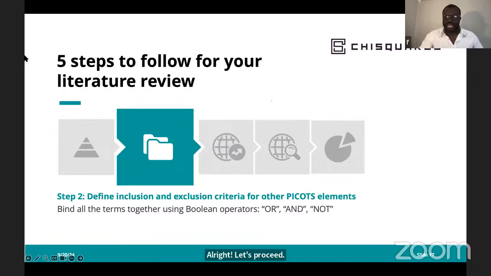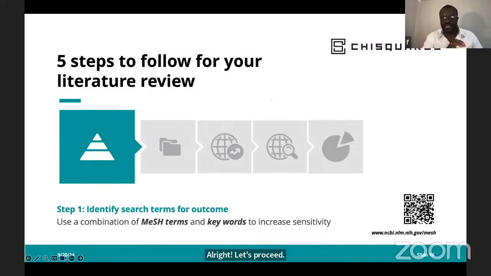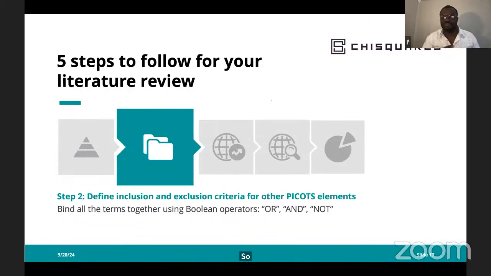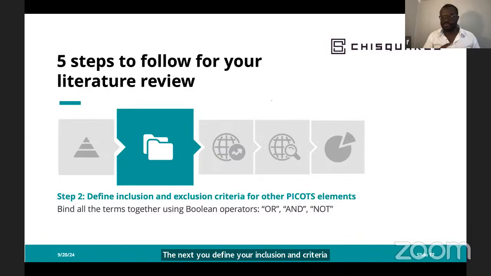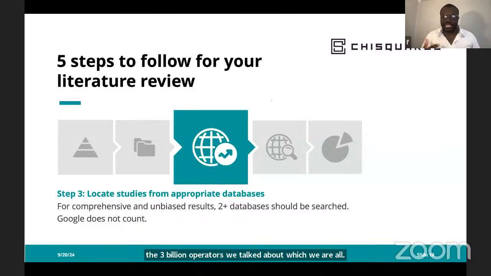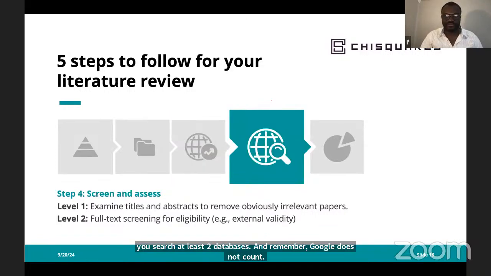So again, first step is you identify the search terms with either the mesh terms and keywords. Then next, you define your inclusion and exclusion criteria for PICO, population, intervention, control, outcome, time, and study design, using the 3 Boolean operators we talked about, which were or, and, and not. You locate studies from appropriate databases. Make sure you search at least 2 databases. And remember, Google does not count. Google Scholar does not count as well.